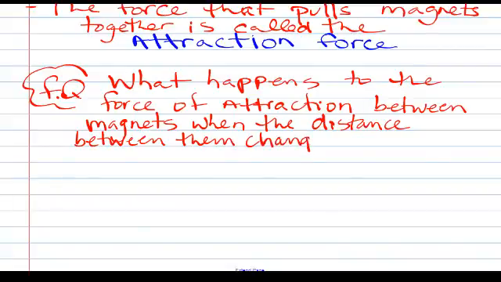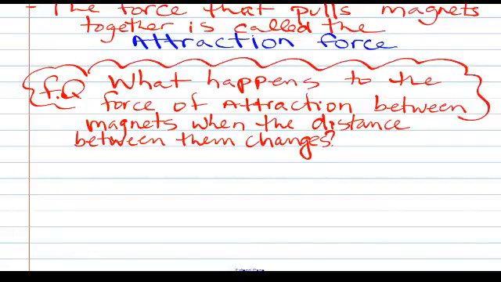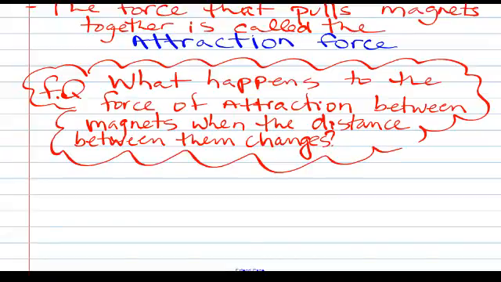So in other words, we're going to take some magnets, and we know what's going to happen when I bring them together. I know that when I bring these magnets together, the force of attraction is going to want them to stick to each other. The question is, what happens to that force as I change the distance between them? If I put the magnets really close to each other versus really far from each other, what happens to that force? Does it change or does it always stay the same? We don't know. So that's what we're going to investigate right now.